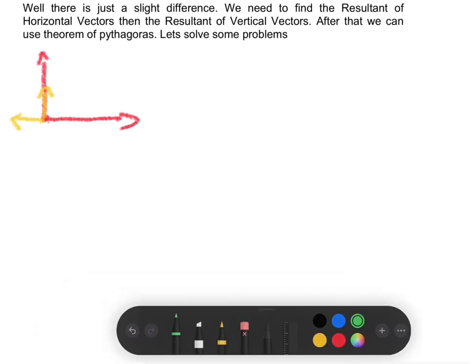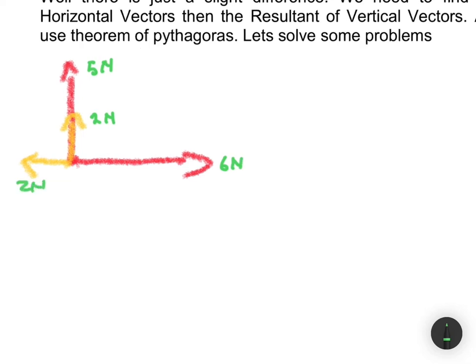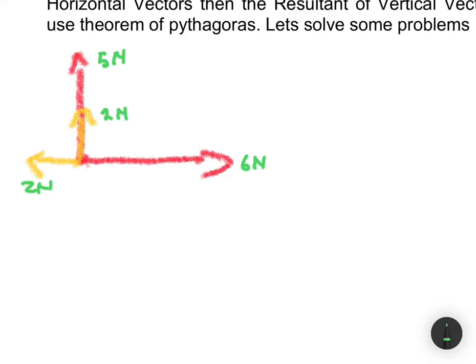So let's say that this vector here has a magnitude of 5 newtons. If we're talking about forces, here we have 2 newtons, here we have 6 newtons, and here we have 2 newtons, right? So step number 1, like we've already talked about, find the resultant along the vertical, find the resultant along the horizontal, and use the theorem of Pythagoras, right? So let me show you what I'm talking about.